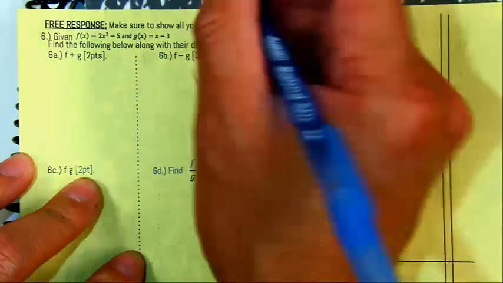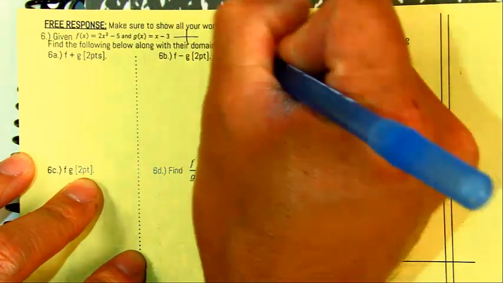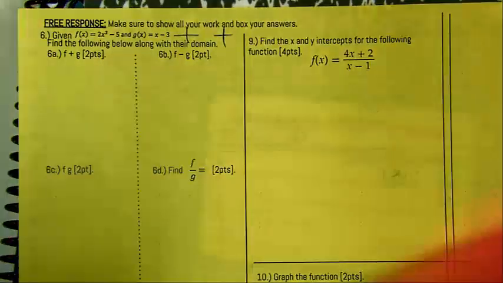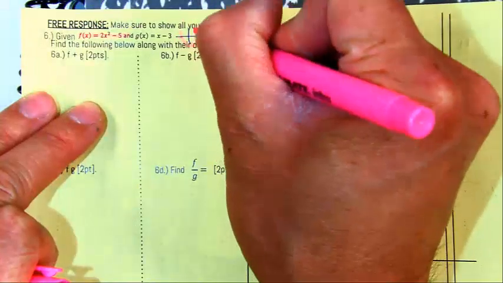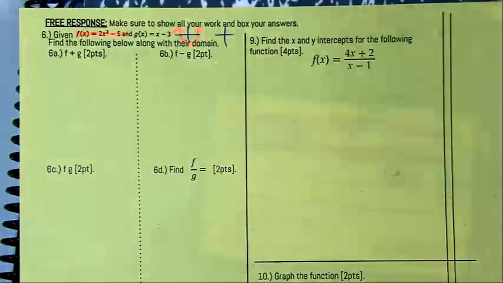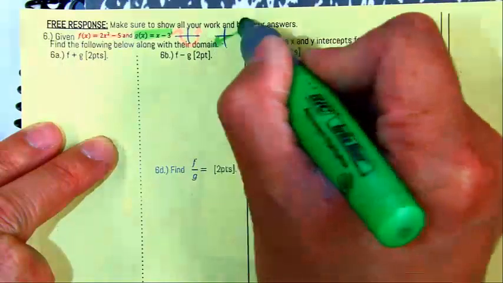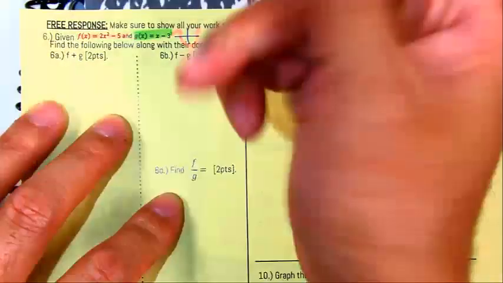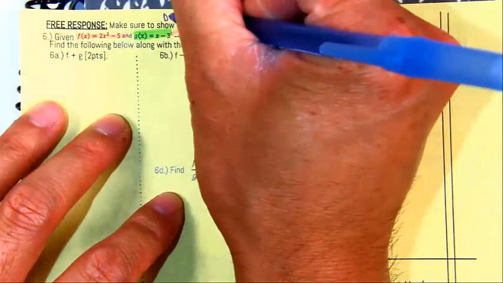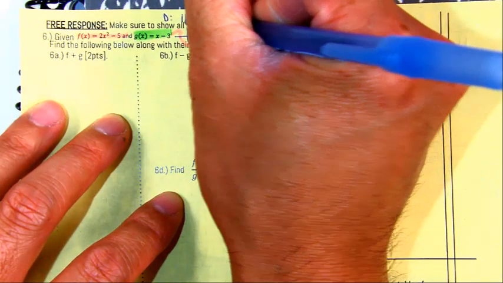If you just draw yourself a quick graph of 2x squared minus 5, the graph is going to be shifted down 5 units. And then g of x is x minus 3, linear, shifted down. The big idea for a domain is that in the pink here, your domain is going to be all real numbers, which is essentially negative infinity and positive.